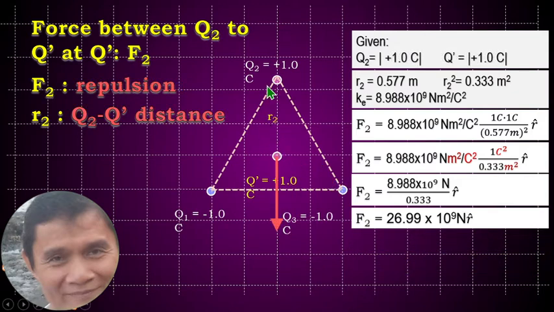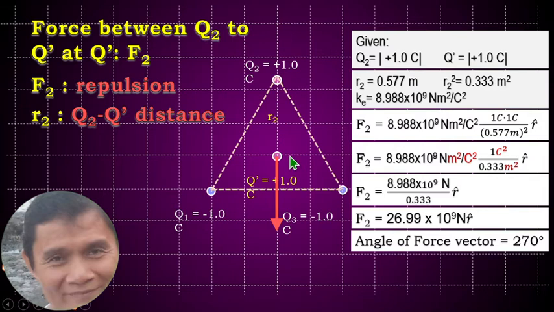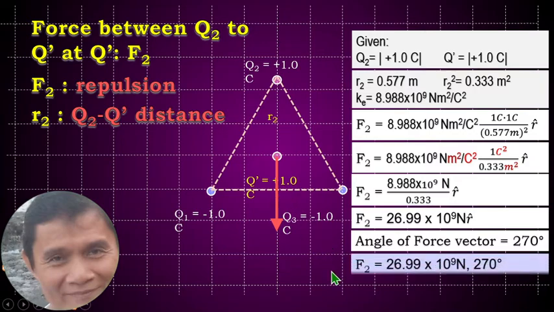And for this one, since this is being repelled, being the same sign, this one's pointing downward. Again, it has the same magnitude as this one, only that it is pointing directly downward. So, what's the angle of that one? That's 270. So, this is our origin going that way. That is 270 degrees. You can also write this down as negative 90 degrees. So that's the final answer then.